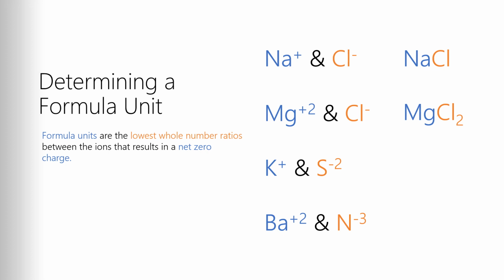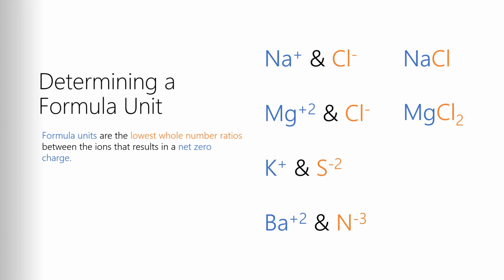Now note the 2 in subscript. If there's only one of them present, you don't need a subscript, but anything more than one, you need a subscript. And we're looking at the lowest whole number ratio. So yes, I could get a zero charge with magnesium 2, chloride 4, but that wouldn't be the lowest whole number ratio, so that wouldn't be an appropriate formula unit.